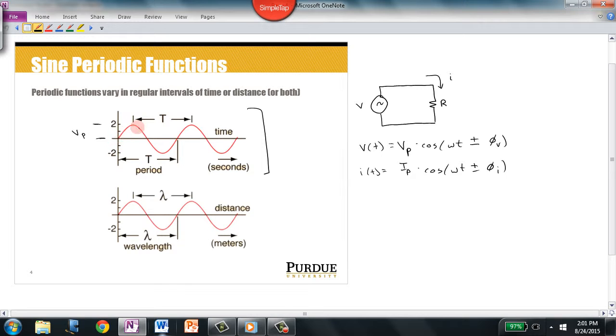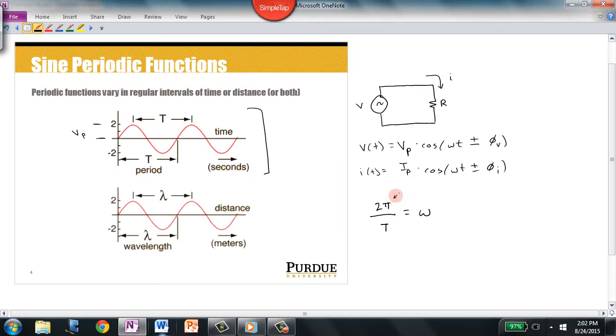Since this is a periodic wave that is sinusoidal in nature, one full period, I'll remind you, is a rotation of 2 pi radians, and that gives us the relationship between period and what we call angular frequency. If we take 2 pi radians and divide it by the amount of time it takes to traverse those 2 pi radians, which is the period, we call that angular frequency, which is the argument of the cosine function here.